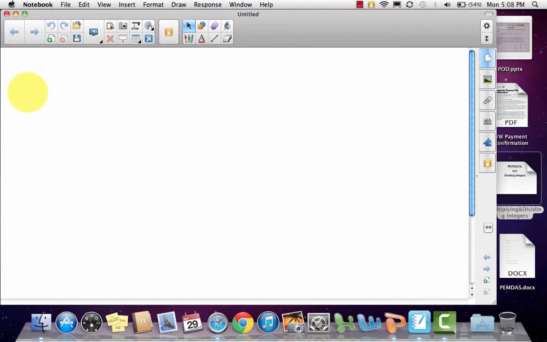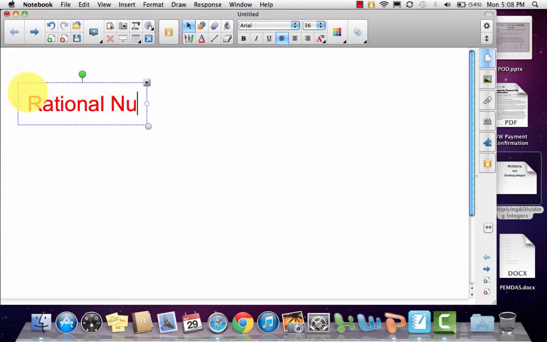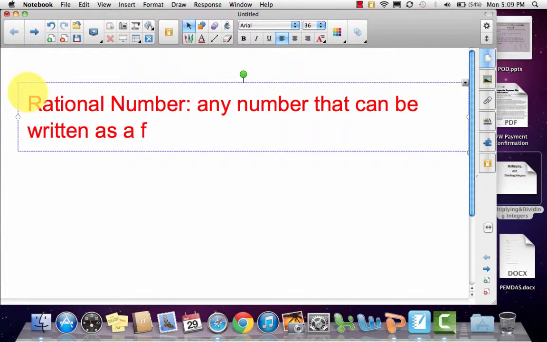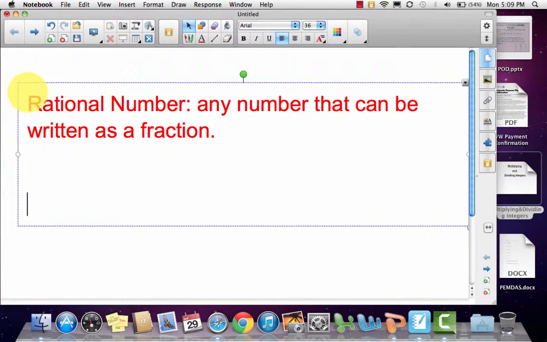First thing that I'd like to review is what a rational number is. Our nice, easy definition of a rational number is any number that can be written as a fraction. When we change a fraction into a decimal, it's very simple. All we do is divide the numerator by the denominator.